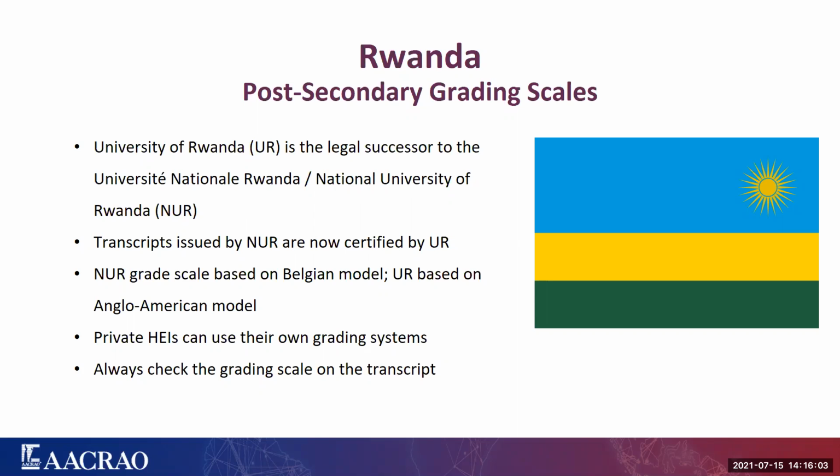And then private institutions in Rwanda can develop their own grading systems. So what's the most important thing to keep in mind? Always check the grading scale that's on the transcript you receive. Because there's a multitude of possible grading scales, the national scale being the University of Rwanda, and also the private institutions, we're working on updating the grading scale section of Rwanda in EDGE. We haven't quite come to completion on that project, but that's what's coming down the pike for Rwanda.